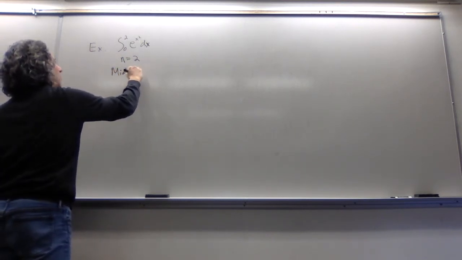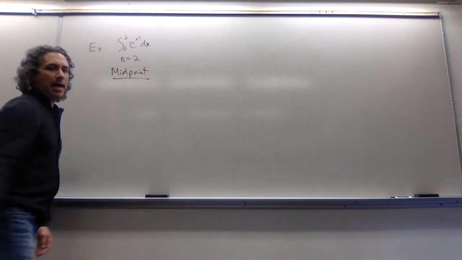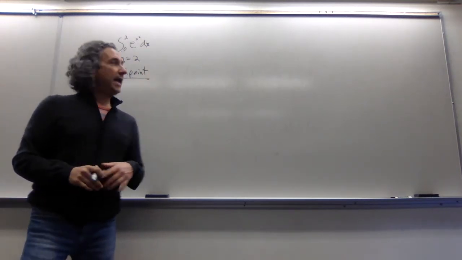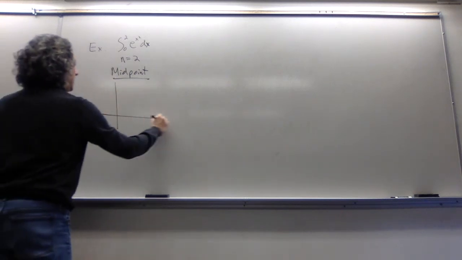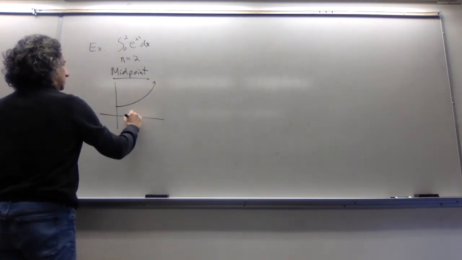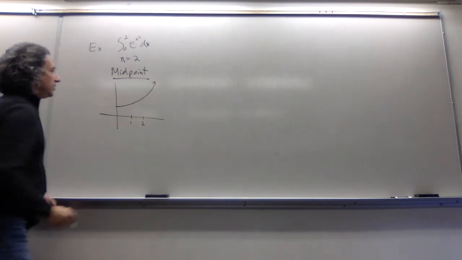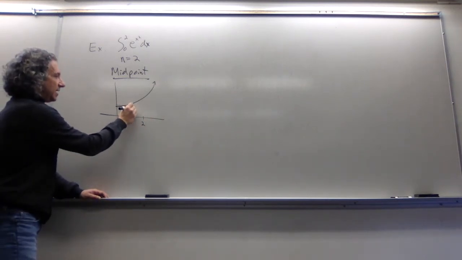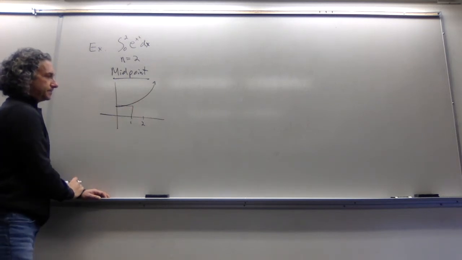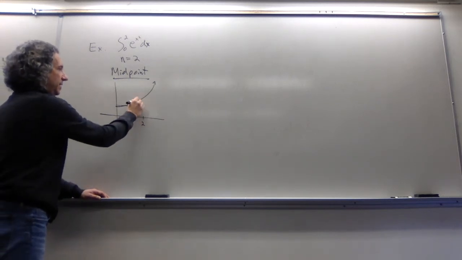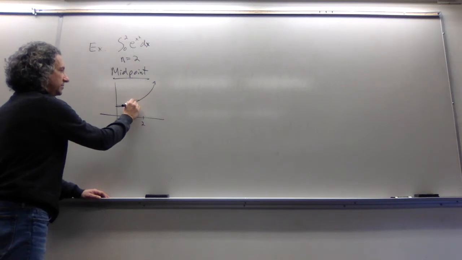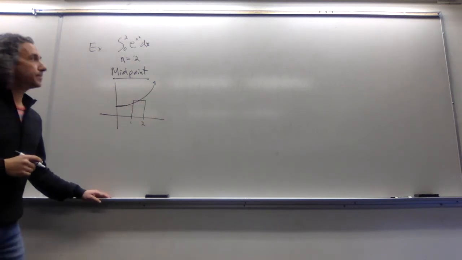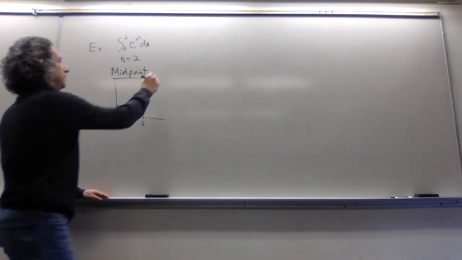So this is another way that I can do the sum. And basically, the name says it all. So here's 1, here's 2. You're literally going to go to the midpoint of the interval and you're going to use that height to develop your rectangle. So what would that look like then?